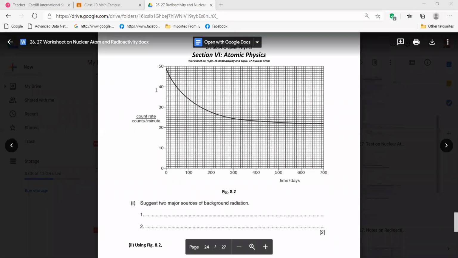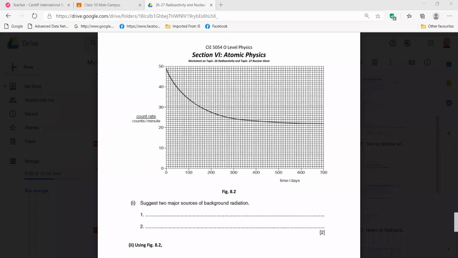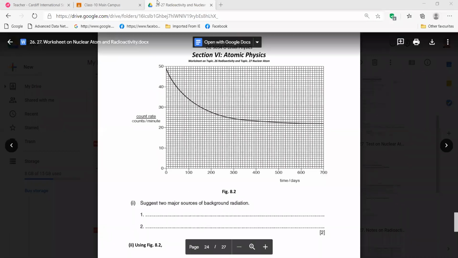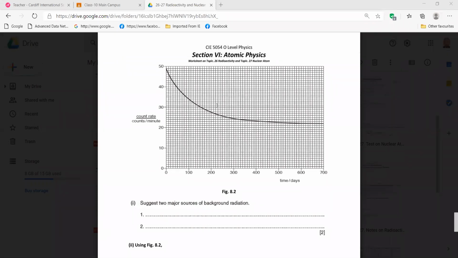Yeah, Adnan, how will you measure the half-life? How will you get the half-life from this graph? The information available with you is the background count rate and the count rate you are getting from the sample at time 0. Using these two pieces of information, you can find the half-life from the graph. Try it, everyone.